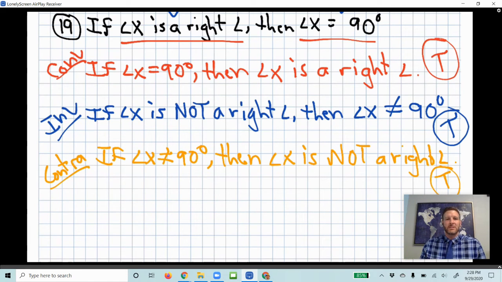biconditional. It doesn't ask us to do it, but I can't help myself. You could say angle X is a right angle if and only if it equals 90 degrees. And so you would be correct there. And you could also then make a definition and say right angles equal 90 degrees. But anyway, we didn't have to do that. We only had to do the three statements and the truth value. All righty. Moving on from that. Hopefully that's getting a little easier.